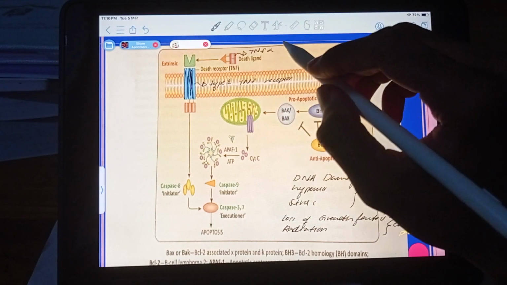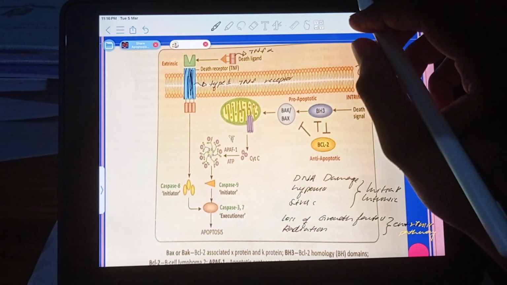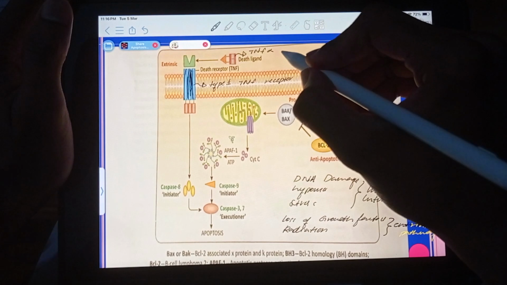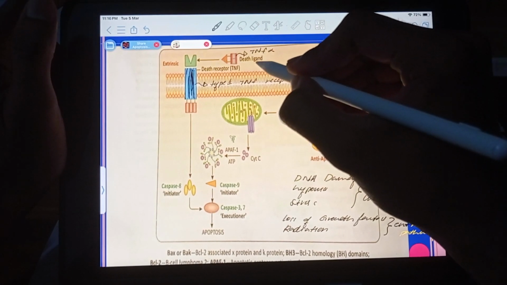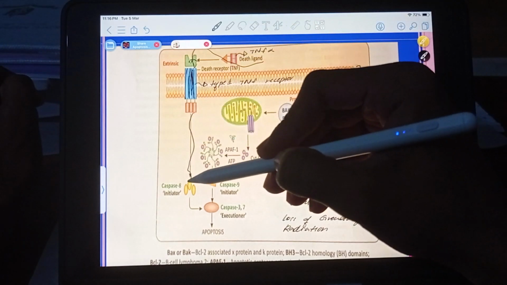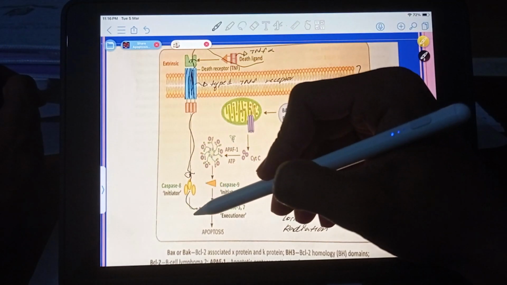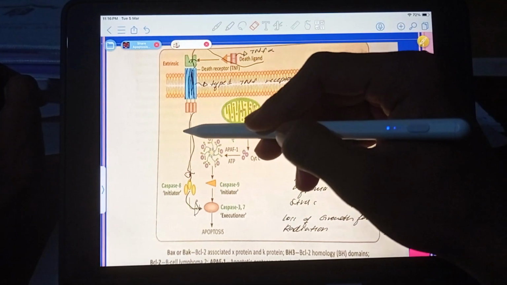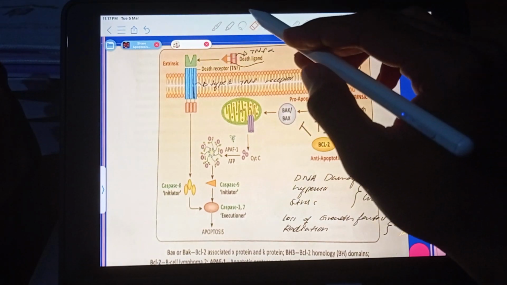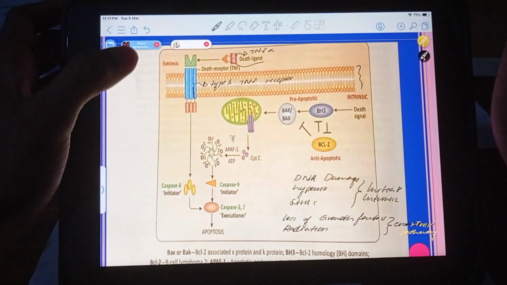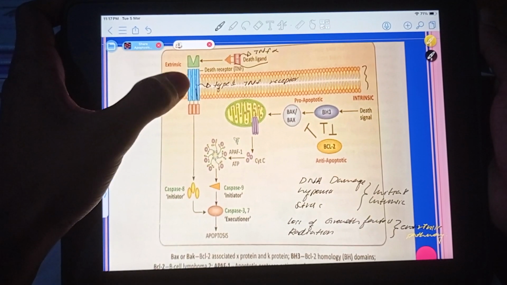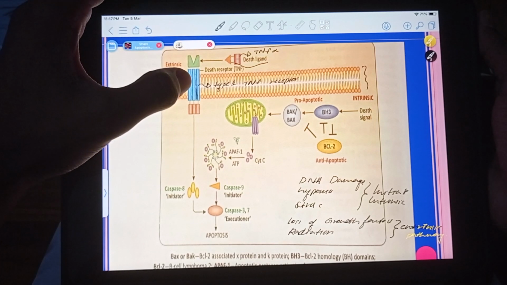In that TNF receptor, due to the extrinsic factors, the death ligand will come and bind to the TNF receptor, which will initiate the cascades, which will initiate the process of apoptosis. Is it clear now? So I told that here we can see a type 1 TNF receptor.